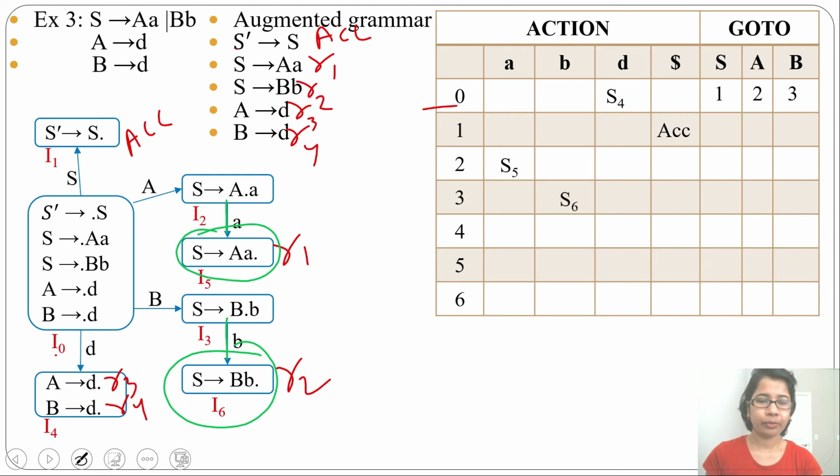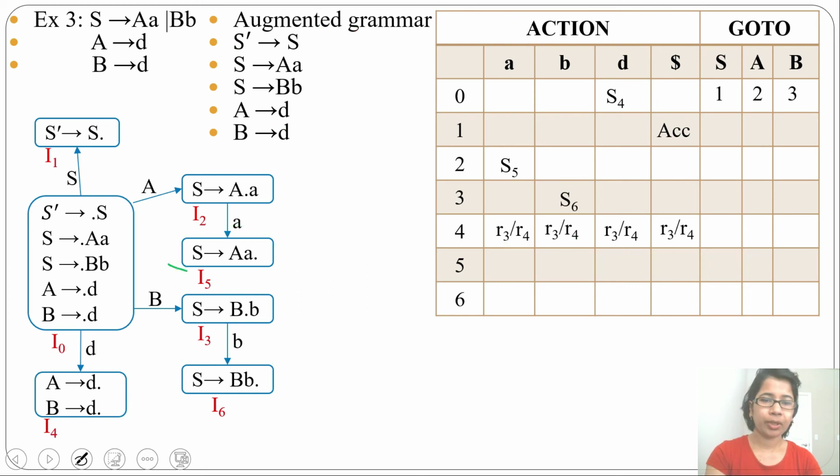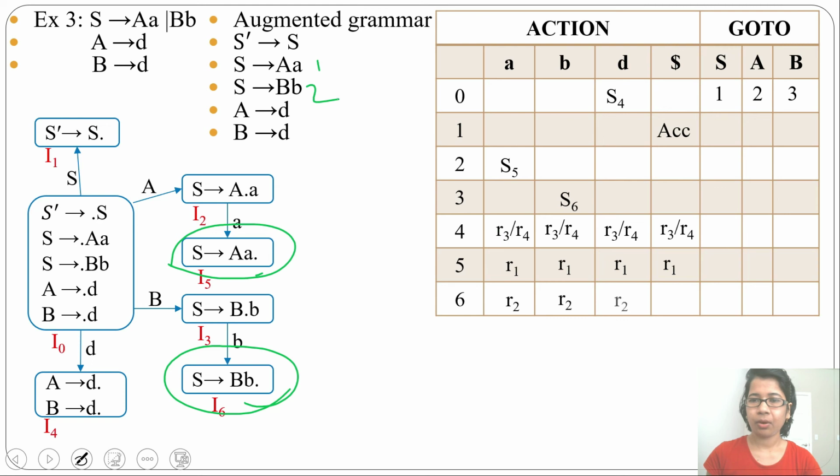Next we will do the I4 state. In the I4 state there are two reductions present. One is R3, another is R4. So in all parts of action we will write R3 and R4. There are multiple entries, so the grammar is not LR0. This is a reduce conflict. Next we will do I5. This is a reduction and the reduction number is 1. So we'll simply write R1 in all columns of the action part. Next we will do I6. I6 is a reduction and that is reduction number 2. We'll write R2 in all columns of the action part. Now the parsing table is done.